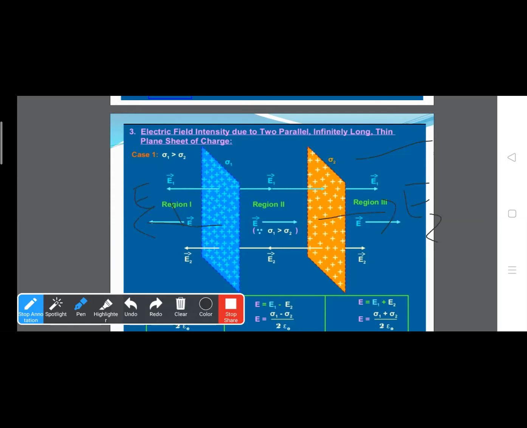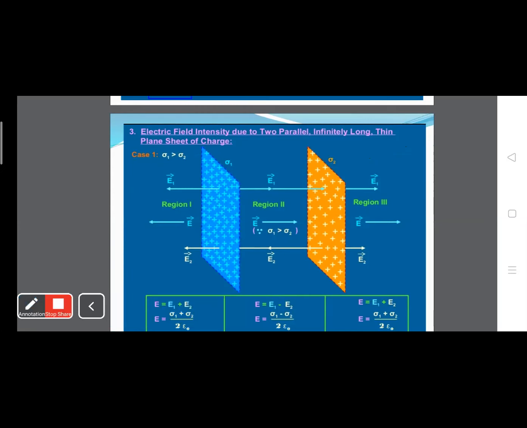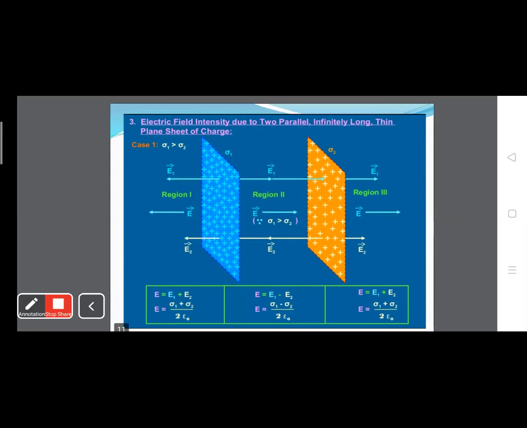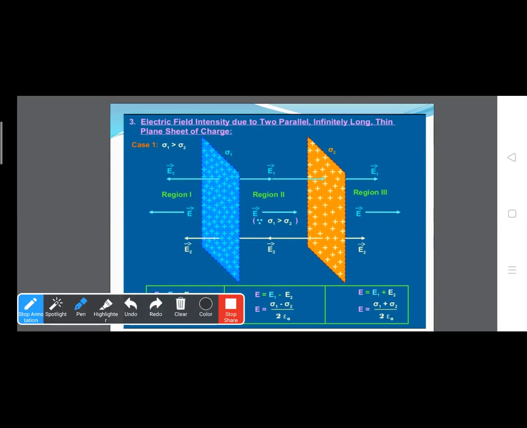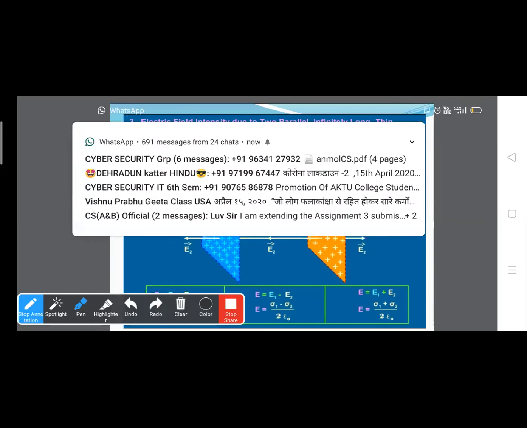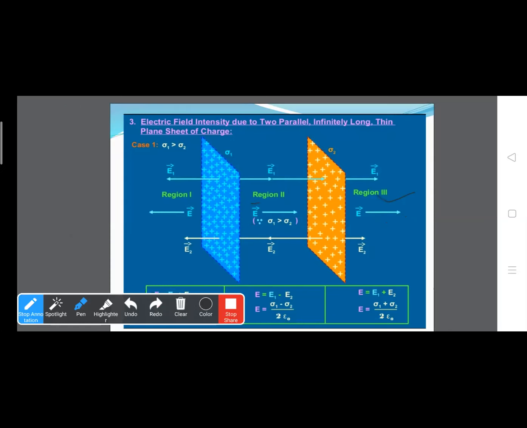So from the figure, we have to find the electric field intensity at 3 points. Region 1, this is region 2, and region 3. Okay, first find the electric field of region 1. That means we can call this A point, we can call this B point, and we can call this C point. We have to find the electric field at all these 3 points.